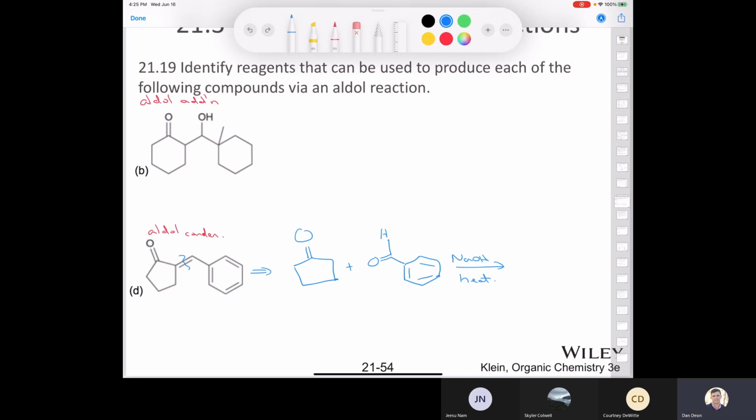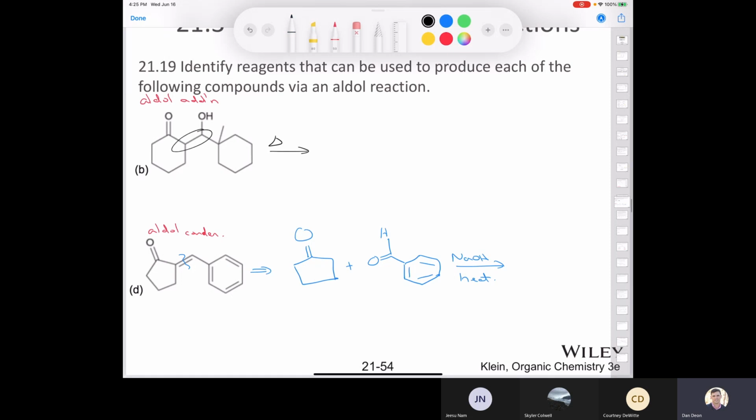Okay. Whereas this one here, since it's an aldol addition, now if we were going to heat this up, you would end up with the alpha beta unsaturated ketone right here, right? Because this is the alpha position of the carbonyl. This is the hydroxyl. So to lose the water, you would lose H2O, and you would make the double bond there, right? So you can kind of think about it that way and say, okay, well, I'm doing retrosynthesis now. So what would I need?